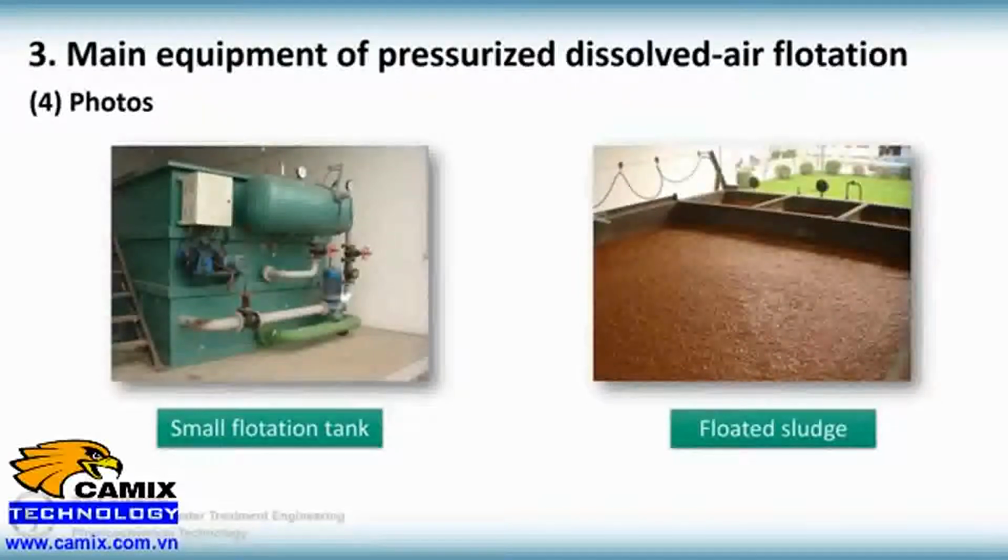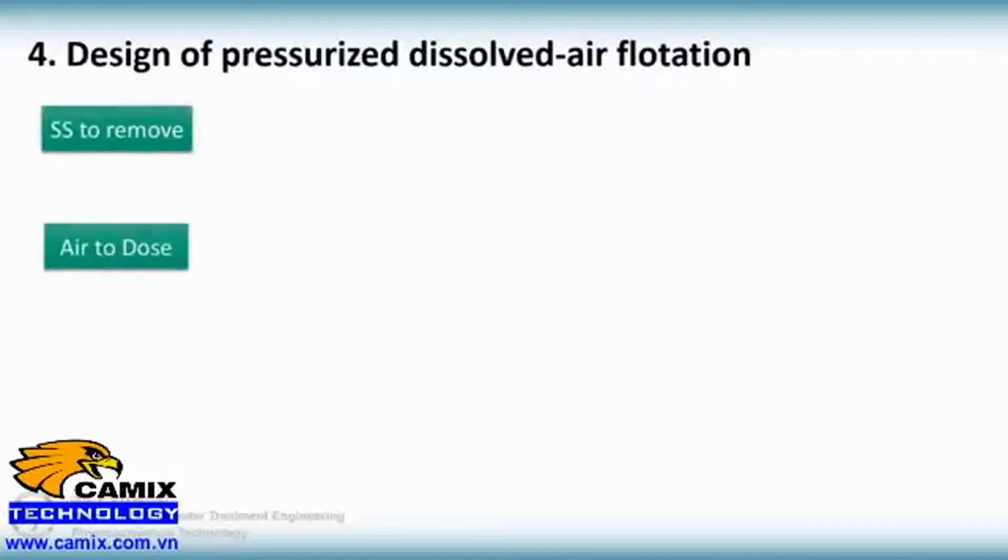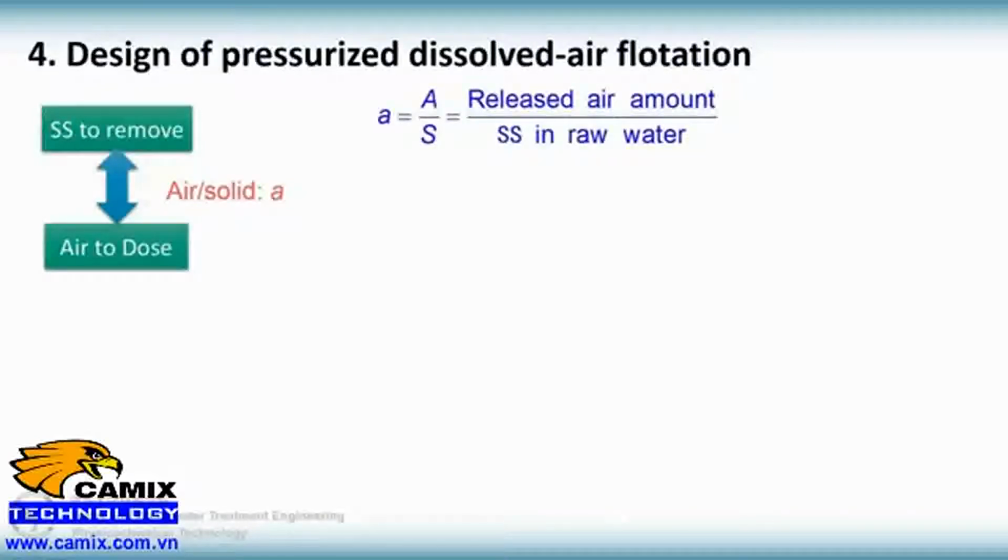Now we are going to introduce the calculation of pressurized DAF. An important problem we have to solve is how much air is needed to remove a certain amount of suspended solid. It refers to a fundamental parameter in the flotation process, the gas-solid ratio. It is a ratio of released air amount to total suspended solid in the raw water. It can be presented by volume ratio or mass ratio. Mass ratio is more common.